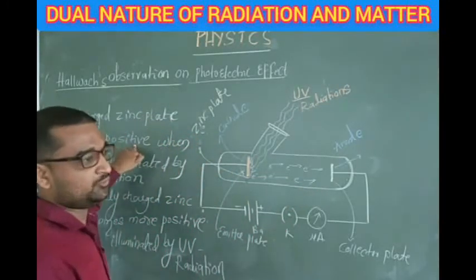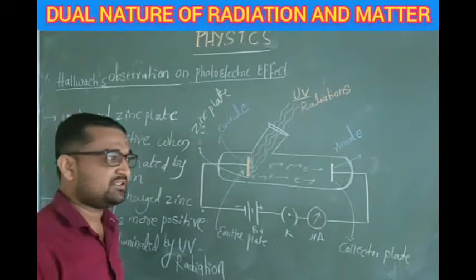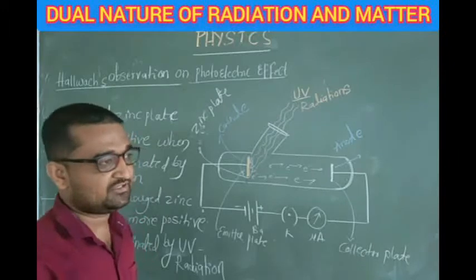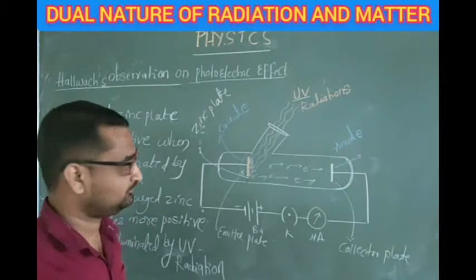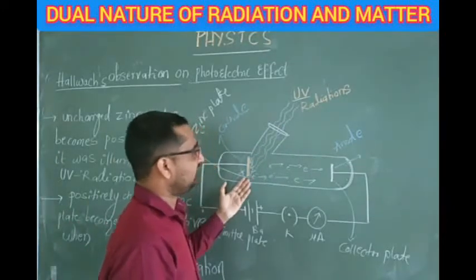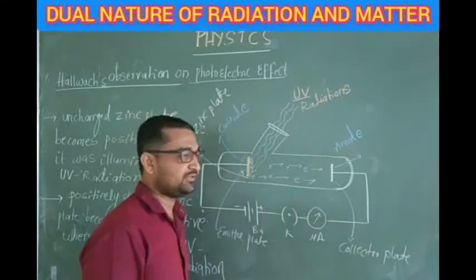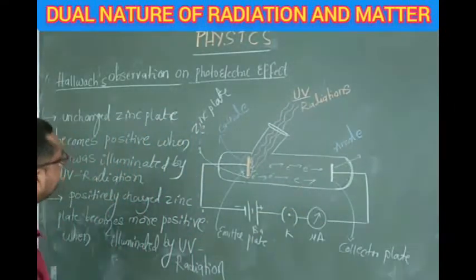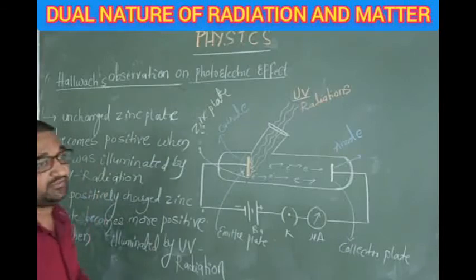The electrons are removed. Neutral means what? Uncharged means the number of positive charges is equal to the number of negative charges. That is called neutral. The zinc plate was neutral at first, right? But when UV radiations are incident on it, the electrons are removed from the zinc plate, so what he observed is that the zinc plate becomes positive when it is illuminated by UV radiation.